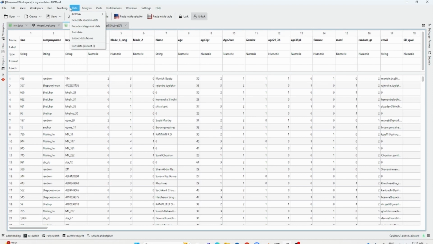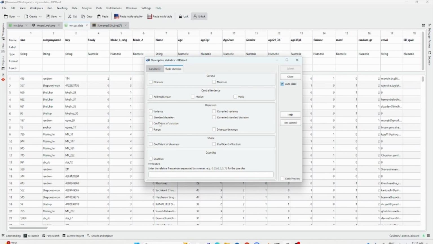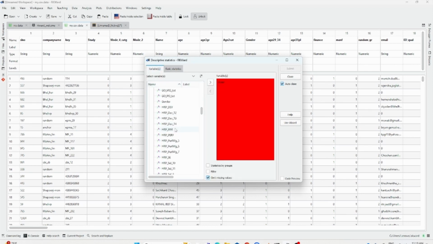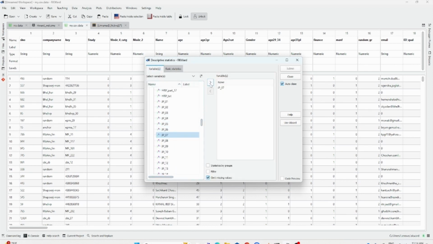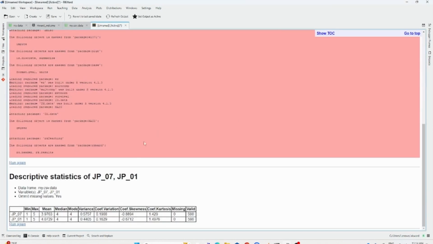Now, we go to teaching, we go to descriptive statistics, we go to statistics. In statistics, we click all these things, okay. Arithmetic mean, median, mode, max, you can read, okay. Variance, coefficient of variance also, and the variable we are interested in. Suppose we are interested in 2 variables and we submit it, okay.